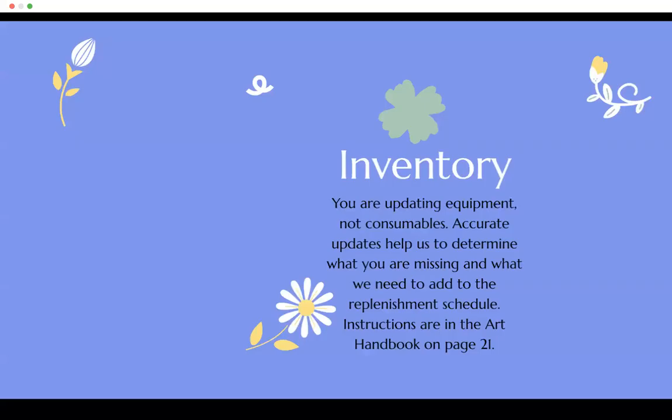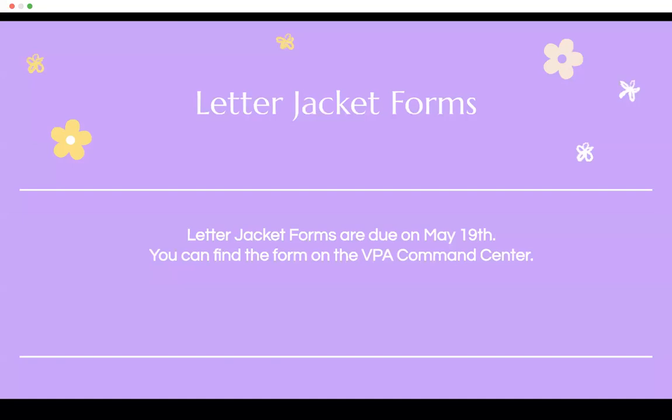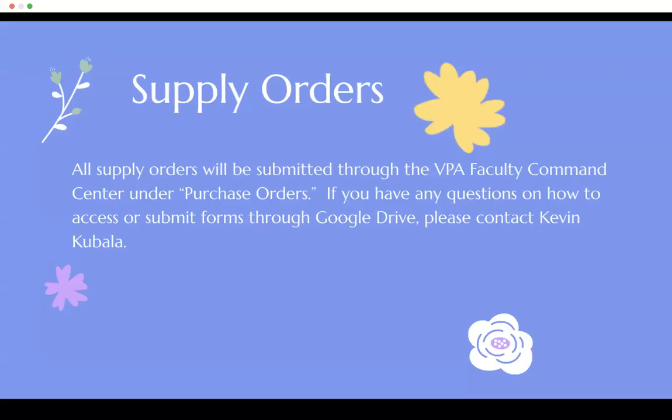Okay, inventory. Again, this is just updating your equipment, not the consumables. This is where we create those replenishment schedules from. All the instructions are in the art handbook, and you're just going in and basically initialing that you still have all your stuff and noting if there's anything missing. That's for high school.